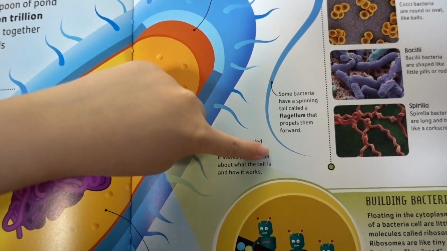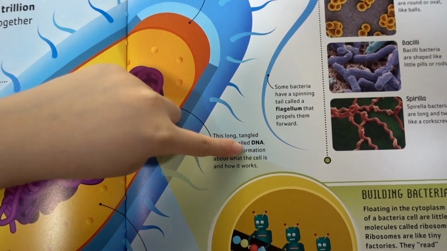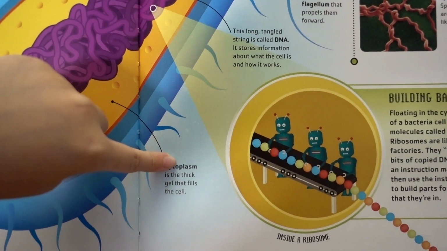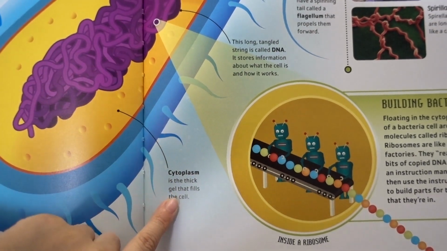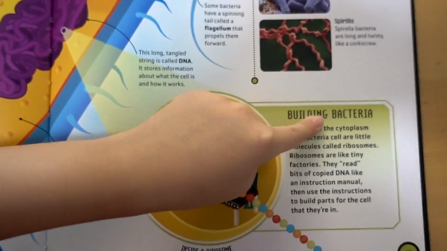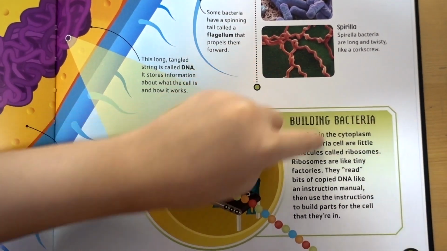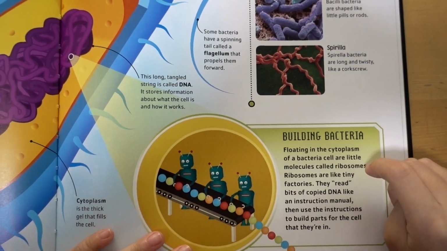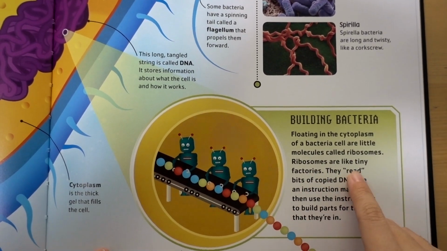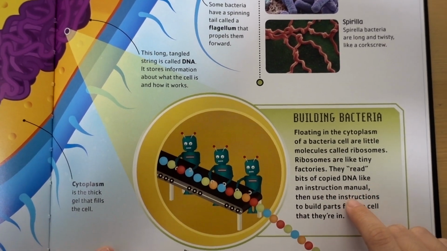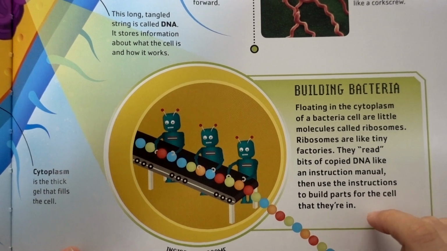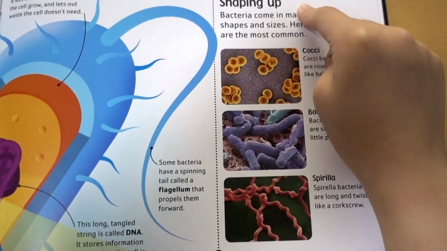This long tangled string is called DNA. It stores information about what the cell is and how it works. Cytoplasm is the thick gel that fills the cell. Floating in the cytoplasm of a bacterial cell are little molecules called ribosomes. Ribosomes are like tiny factories. They read bits of copied DNA like an instruction manual, then use the instructions to build parts for the cell that they're in.